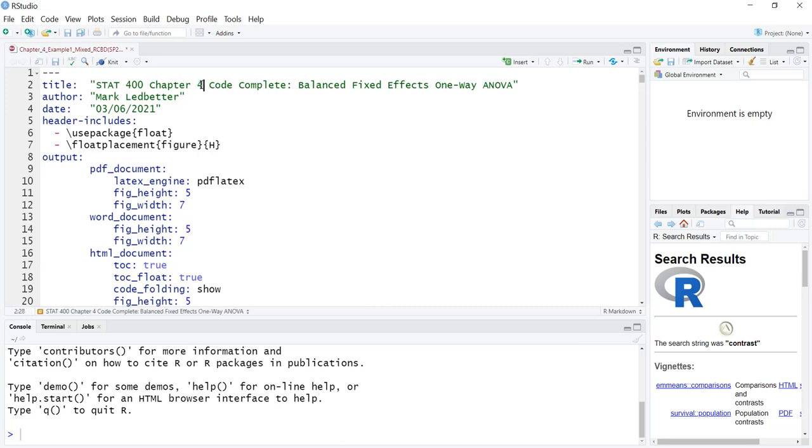I'm Mark Ledbetter, and we are going to cover the Chapter 4 code for, I need to change this to a randomized complete block design ANOVA. Okay, and let's see, today's date is actually 4/7.